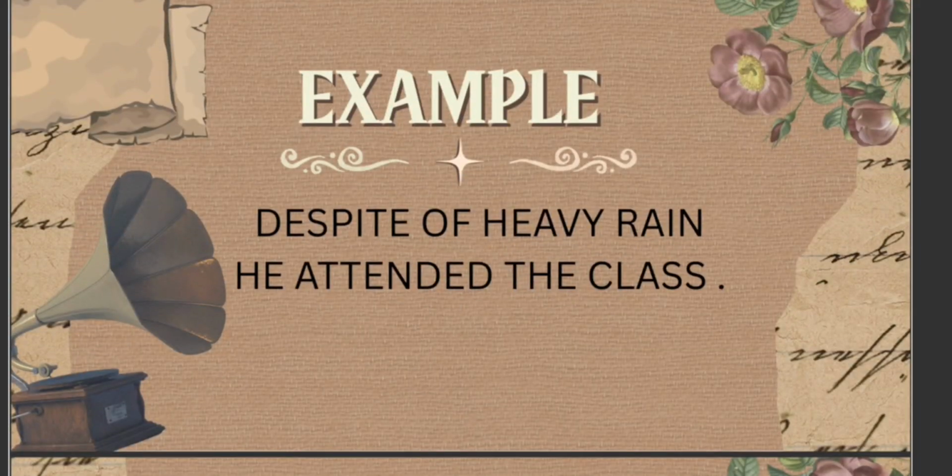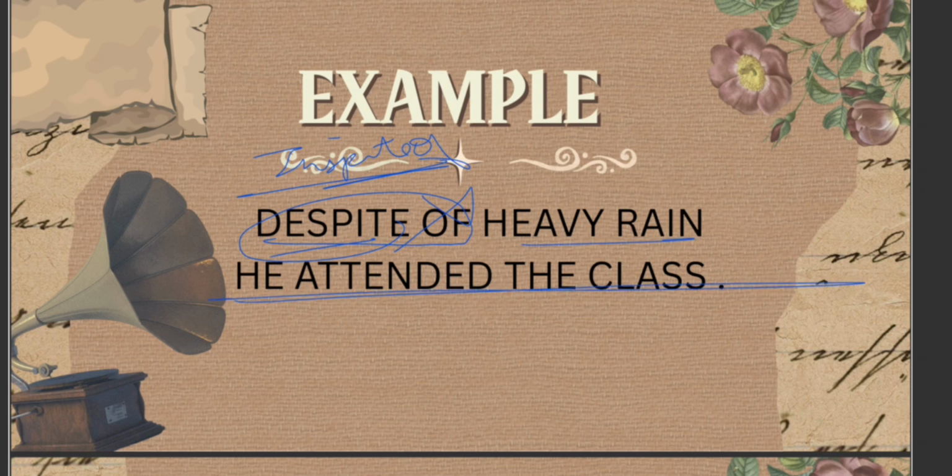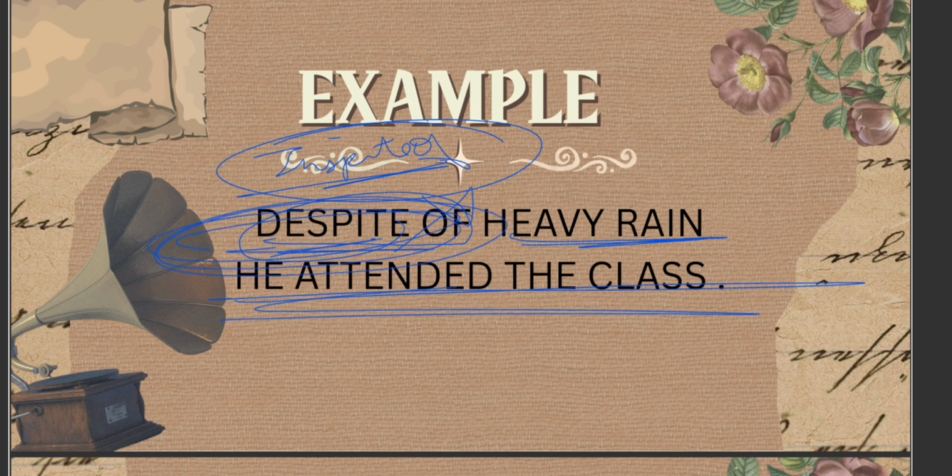Now, let's have a look. Despite of is wrong. It can be in spite of. Okay? Despite heavy rain, he attended the class. Or in spite of heavy rain, he attended the class. There is no such thing as despite of, students.